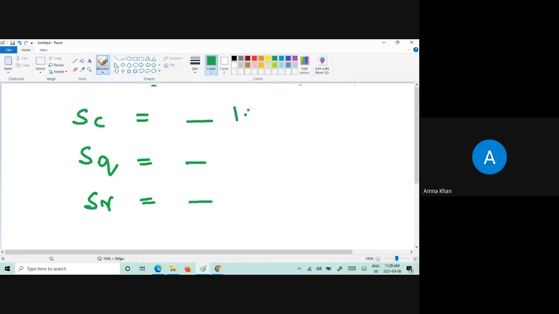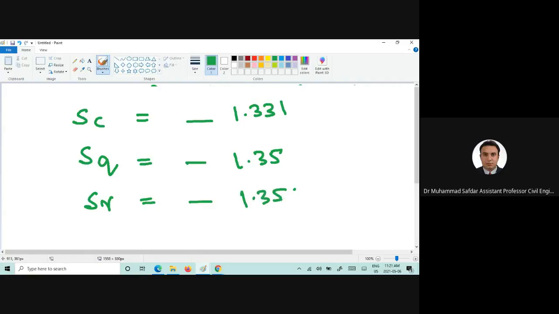1.331 Sc. 0.331, and Sq 1.35. S gamma is also the same, 1.35. 1.35. Okay, so please kindly note down these numbers because I'm going to erase. These are the correct numbers.